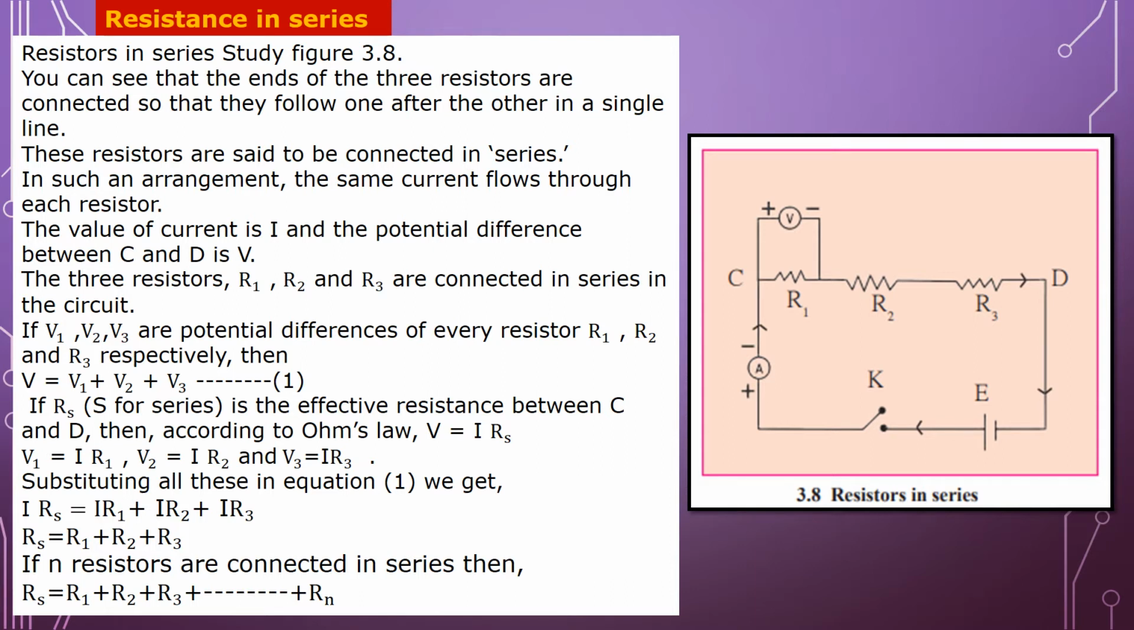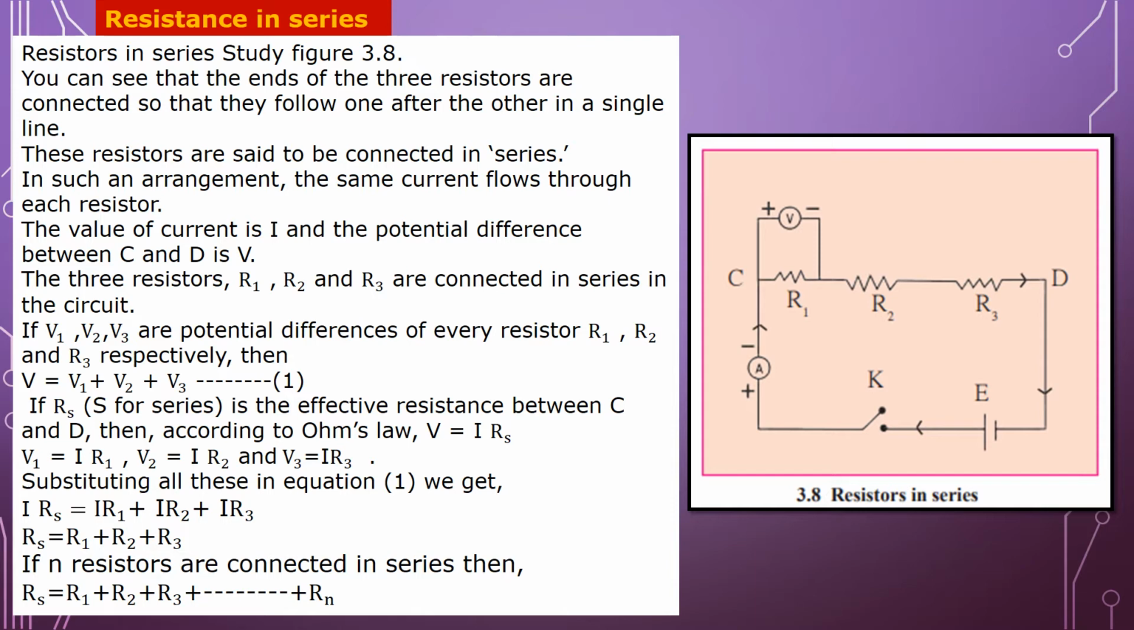If V1, V2, V3 are the potential differences across R1, R2 and R3 respectively, then potential difference V is equal to V1 plus V2 plus V3, that is equation number 1. But suppose, children, Rs, S for series, is the effective resistance between points C and D. Then according to Ohm's law, we can write V is equal to I into Rs. Obviously, V1 is equal to IR1, V2 is equal to IR2 and V3 is equal to IR3. Substituting all the values in equation 1, we get IRs is equal to IR1 plus IR2 plus IR3. Therefore Rs is equal to R1 plus R2 plus R3.